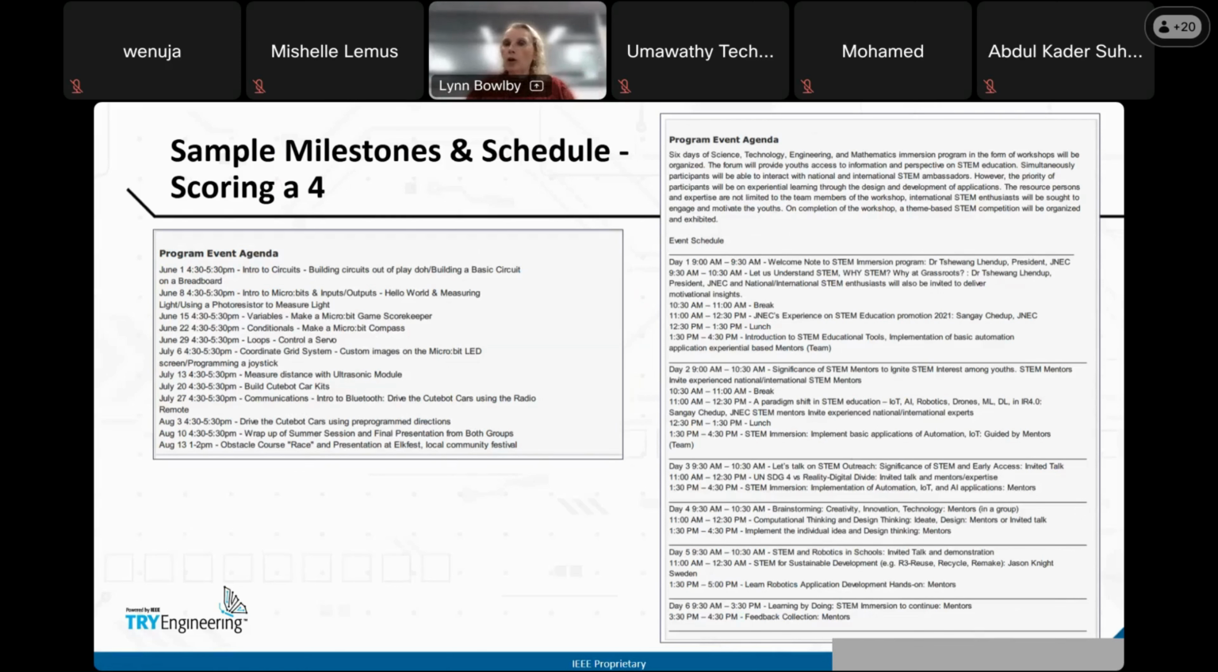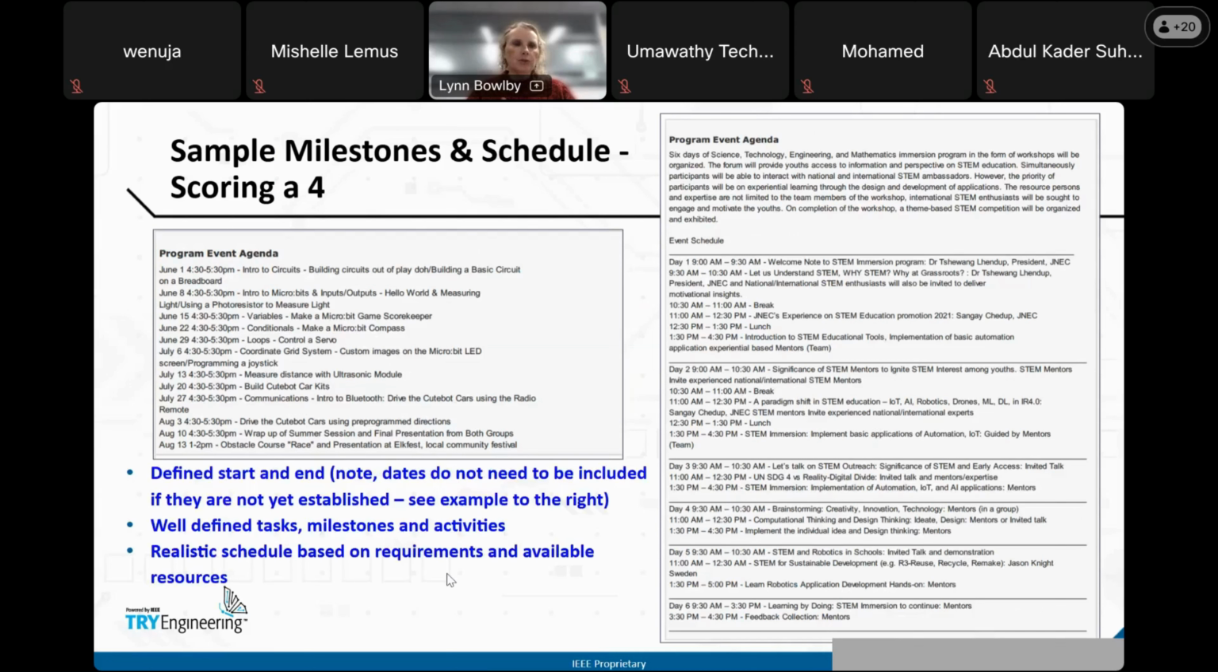And then also post-event, when you're getting into the feedback, give us an idea of when you plan on doing that as well. So not only do we want to see the agenda for your actual program, we want to see the steps that led up to being able to conduct your program. So these are some of the things that we have: tasks, milestones, activities, realistic schedule based on your resources.